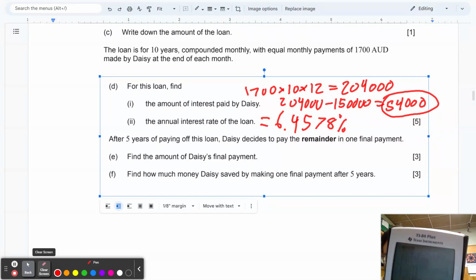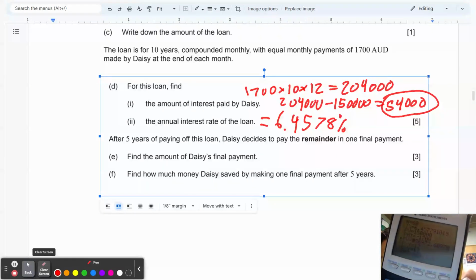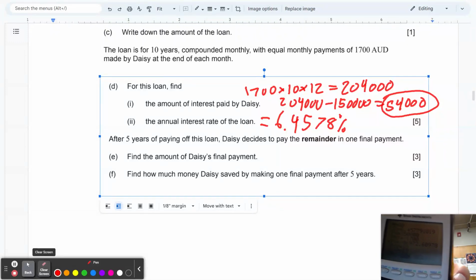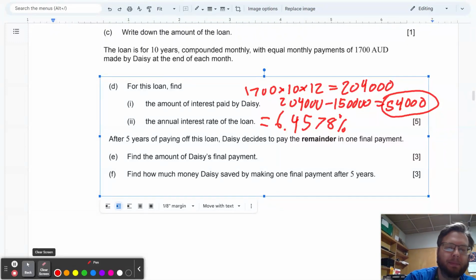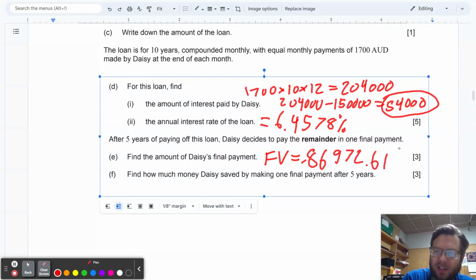So there's what your calculator could look like. Sorry about the shadow. There we go. And you can see that I have an amount that I still owe. My future value is negative 86972.61. It's a negative number because you still owe that money. So after 5 years of making payments, after 60 payments, you still owe $86,972. So that would be what you would pay off at that time. Pay the remainder in one final payment.